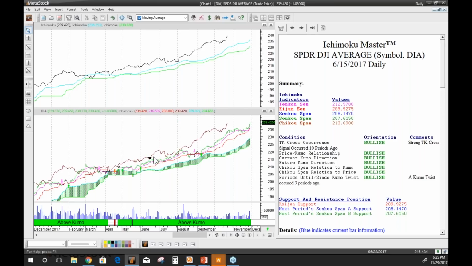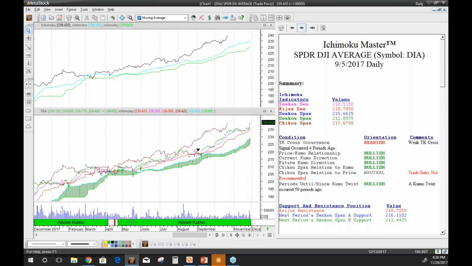How it works is, I can click and change which bars it's being analyzed on. A lot of these are very similar, so we're going to come to change here. If you notice this bar here, it gives bullish information, but it quickly also tells us that our TK cross is bearish. If we go forward slowly, we can have it evaluate every bar in the system for what's going on at that bar. Here we still have bearish, and the next bar says that the Chikou Span relation to price is neutral and a trade entry is not recommended.